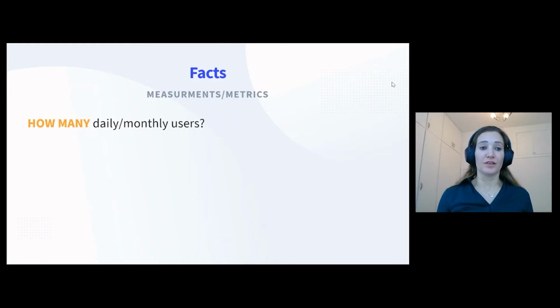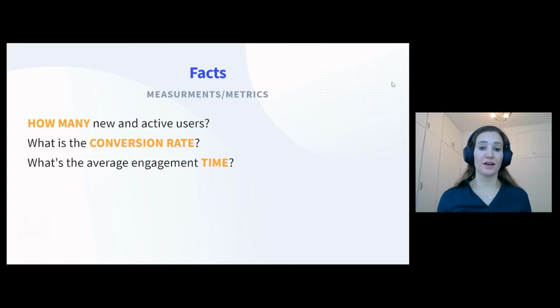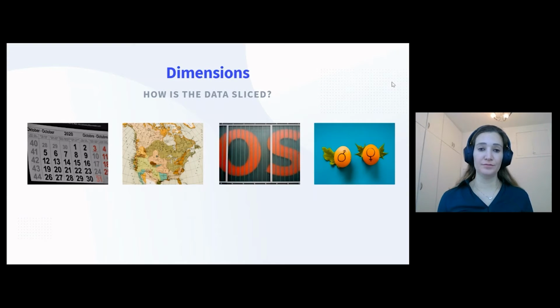In this case, we test how many users, meaning counting the users. We are also looking for the conversion rate, meaning the total views versus the total conversions. The third thing that we are looking for is the average engagement time, meaning the total engagement time versus the number of engagements. After we've identified the facts, we will look for the different dimensions.